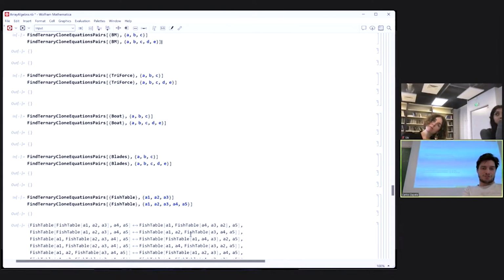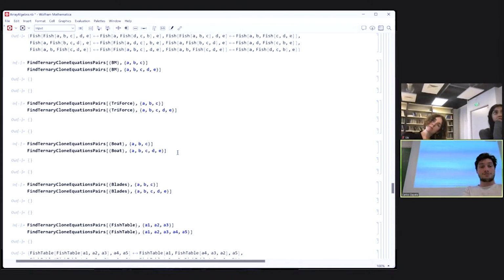This fish table is just another fish. You can see that for all the other products, Balthasar Messner 3/4, which is the one that you have in your papers, and the others, it's empty.